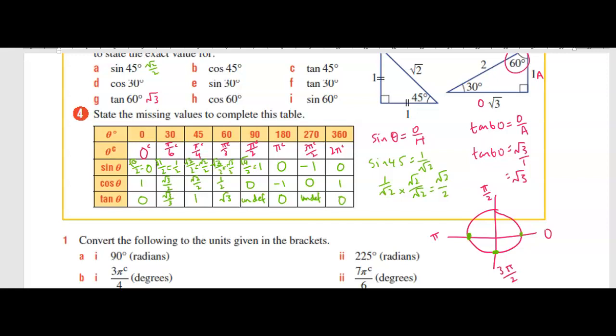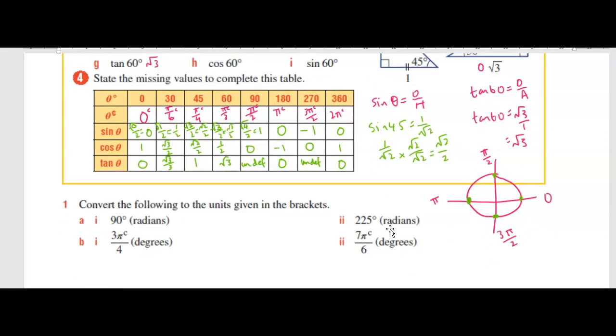Okay, so you should know all the points here: 0, 90, 180, 270, 360. The 30, 45, and 60, you will probably remember because you'll do them so many times. But if you forget, you can quickly write them down like I have. It doesn't actually take that long to do.